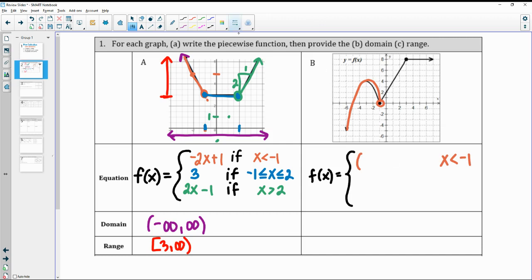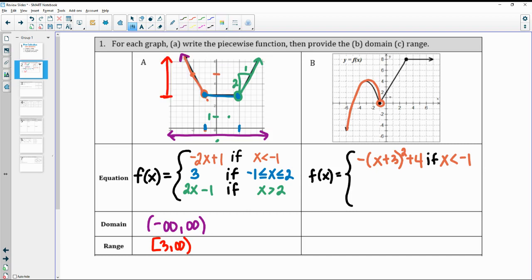So I'm going to use transformations from the parent function to help me with this. So we can see that the vertex is moved over here to the left 3 units. So that's going to be a +3 inside of this quadratic. And then it's moved up 4. So we're going to have a +4 on the outside. It's also flipped vertically. So it's going to have a negative out front of that. So that would be the equation for that parabola if our x's are less than -1.